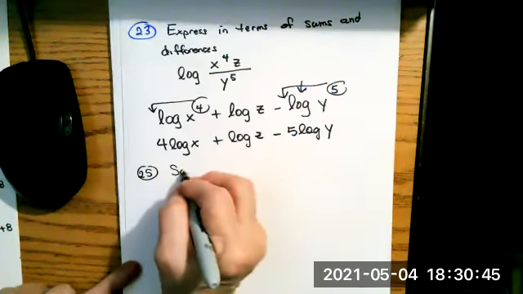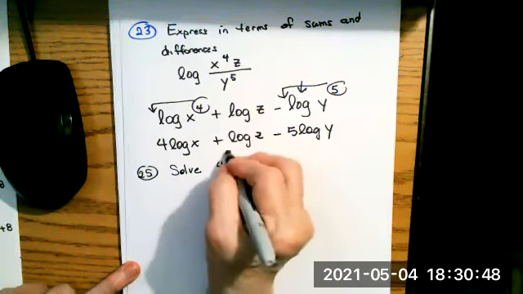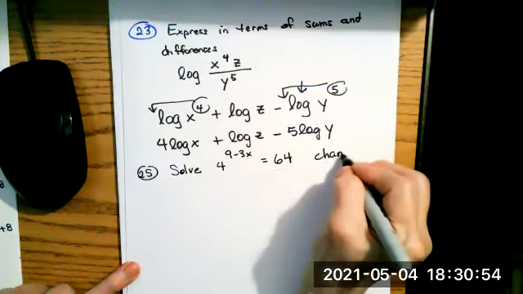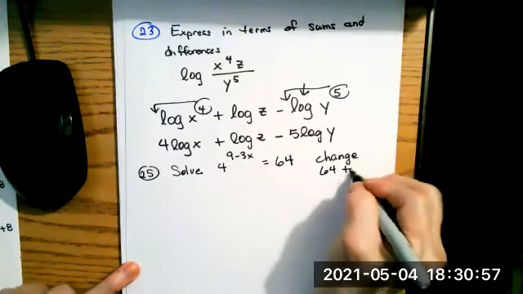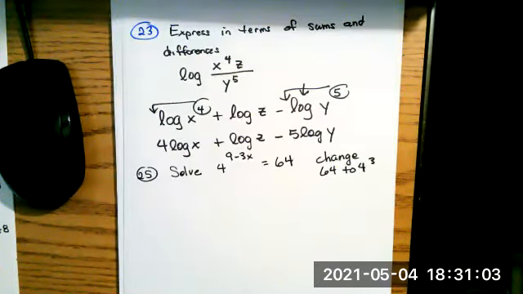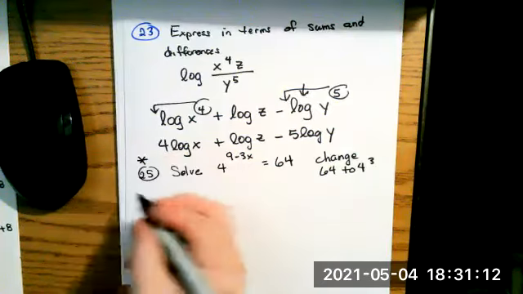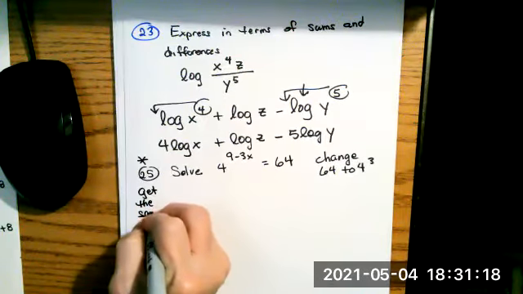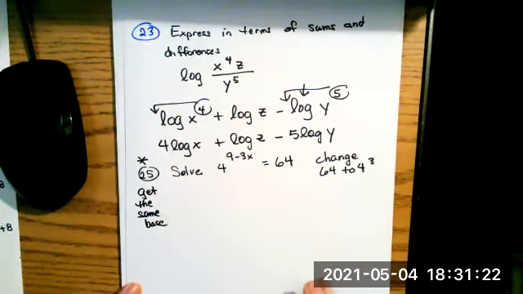If you skip over to 25, this is a solve problem. And this is where you change 64 to 4 to the 3rd because you're getting the same base. And I know that some of you forget how to do this. So on this 25, you need to get the same base. That will be much faster than trying to log both sides. When you start logging both sides, you're going to have to distribute and you're going to have a mess before you are through. So you don't want to do that.